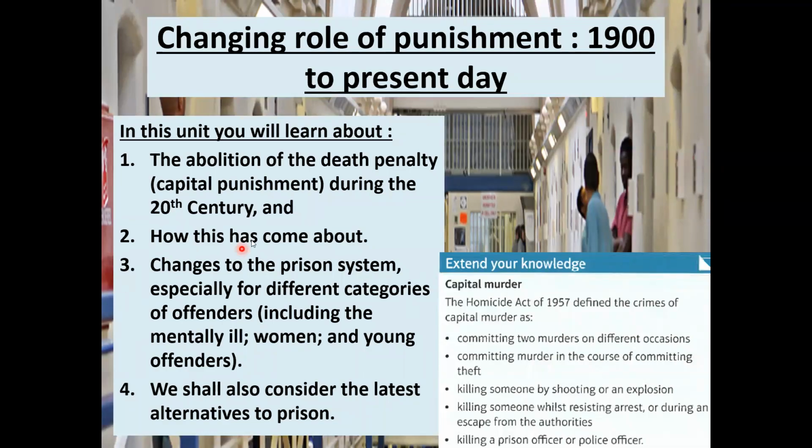Welcome back, Year 10s, to your next lesson on crime and punishment, continuing our look at punishment in the 20th century. Today, we're going to be looking at the changing role of punishment in the 20th century. Most of today's lessons are going to be focused around the abolition of the death penalty, the changes to the prison system, and also in particular attitudes towards women, children, and the mentally ill and young offenders. And we'll also be looking at some of the alternatives to prison.